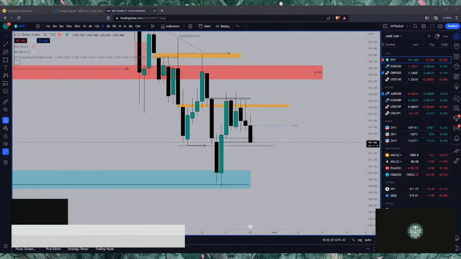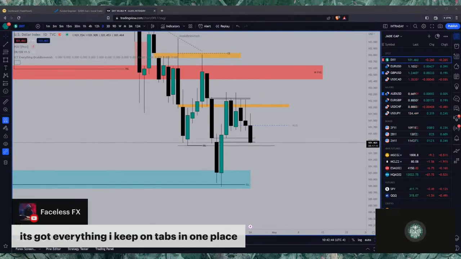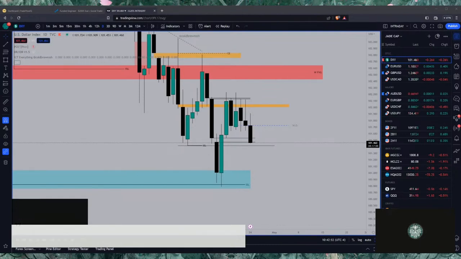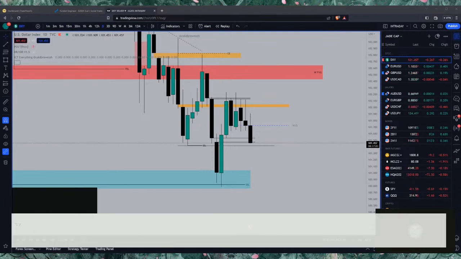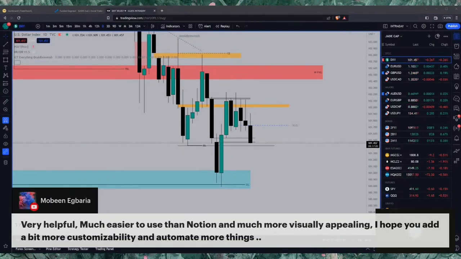It's got everything I keep on tabs in one place. Yeah, I agree. I like the platform. And we definitely want to add in some of that performance coaching data on the back end, right? Very helpful, much easier to use than Notion and much more visually appealing. I hope you add a bit more customization. Yeah, so that's definitely something that they're looking at.